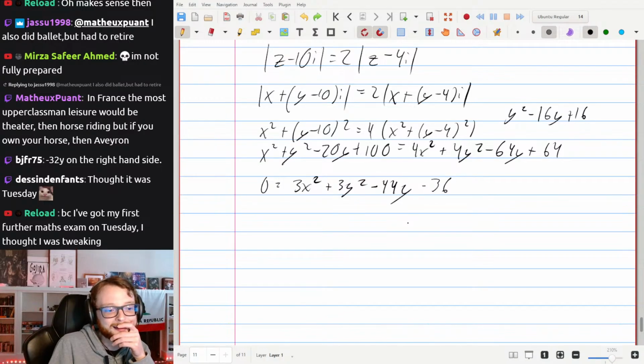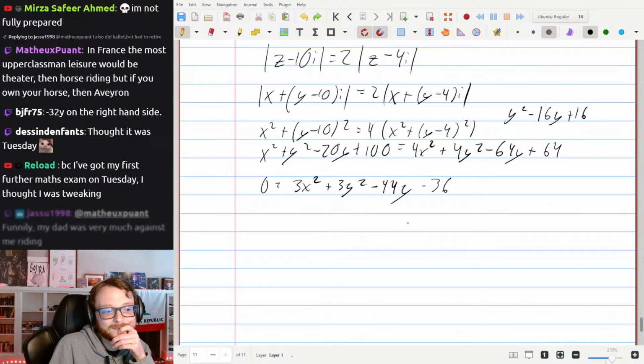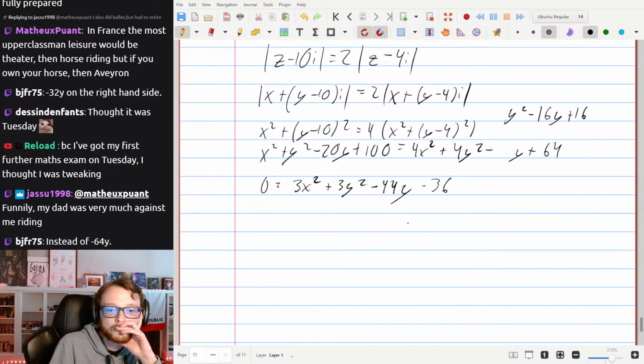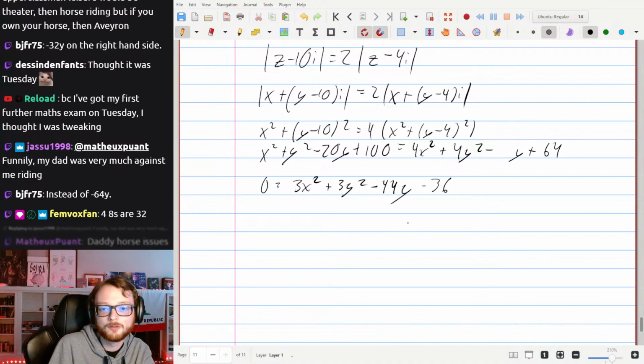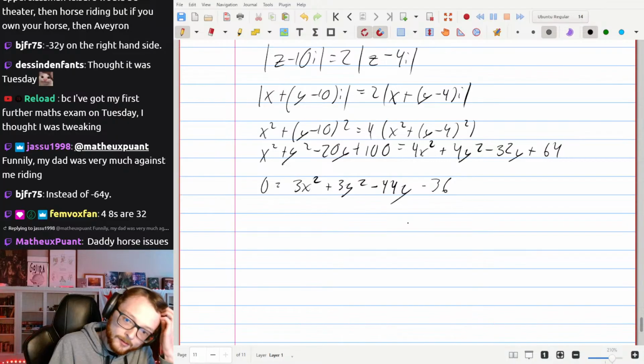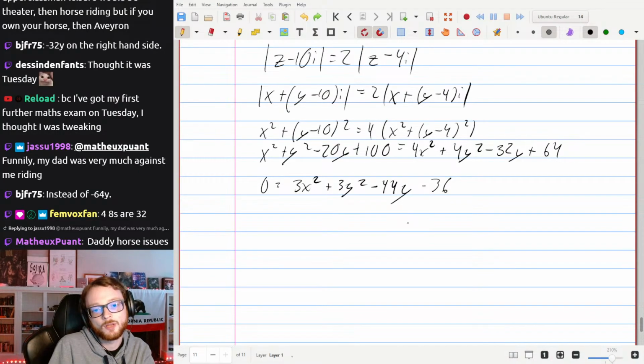Thought it was Tuesday. This is a complex variables question. Now, I agree 44 is a sucky number, and I don't like it. Oh wait, this is 32. You're saying. Oh, yeah, I don't know. I did that wrong. Is this still okay? 4 cubed? Yeah, I think that's okay.